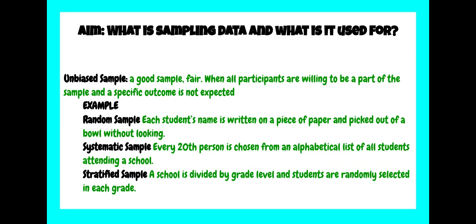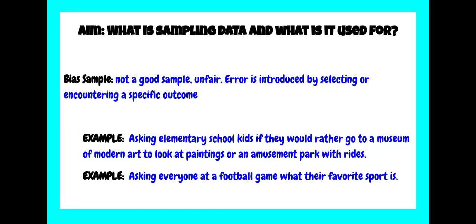Then we're going to go to the biased type of sampling. It's not a good sample. It's unfair. Error is introduced by selecting or encountering a specific outcome. For example, if you're asking elementary school kids if they would rather go to a museum of modern art to look at paintings, or an amusement park, obviously those kids are going to pick the amusement park, because little kids don't really like art. Maybe one or two do, but the majority are going to pick the amusement park. Or if we go to a football game and ask everybody what their favorite sport is, most of them are going to say football. Or if you go to the Mathletes Club and ask what's your favorite subject, most of them are going to pick math.